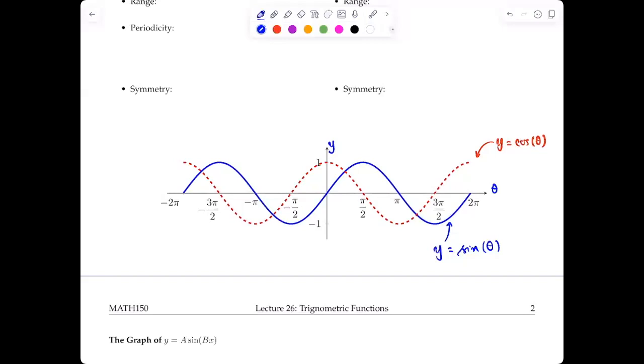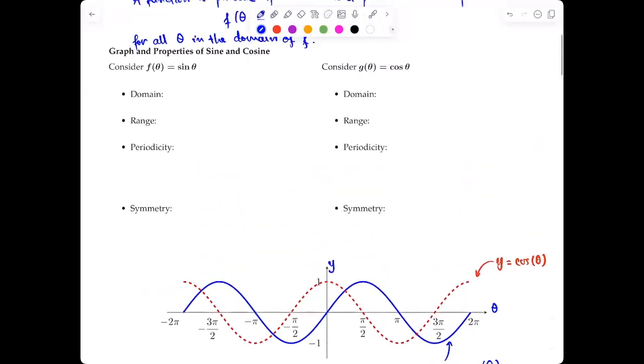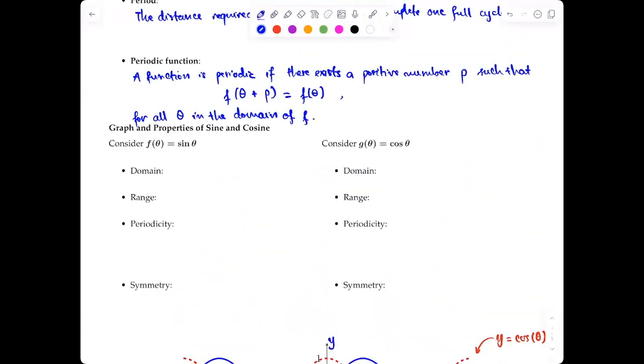Now let's fill out the information. You have the graph in front of you. The properties of sine and cosine functions are as follows. When you look at the graph, the domain of these two functions is from negative infinity to positive infinity. Right, so it just goes on forever. So from negative infinity to positive infinity for both the sine and cosine functions.